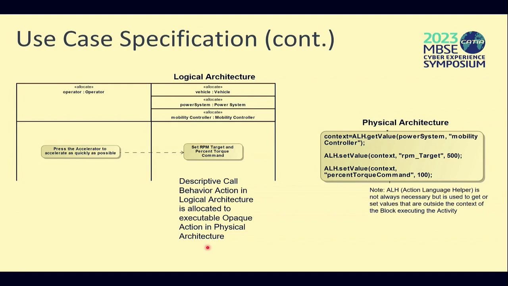But notice we're using some ALH, or Action Language Helper, in order to access value properties that are not in the context of the activity and the block that's actually executing this. So that's where we incorporate ALH: anytime this block is executing an activity, but I need a value property that's being held in another block, you can use ALH to help you get those values or set those values that are not owned by that same block.